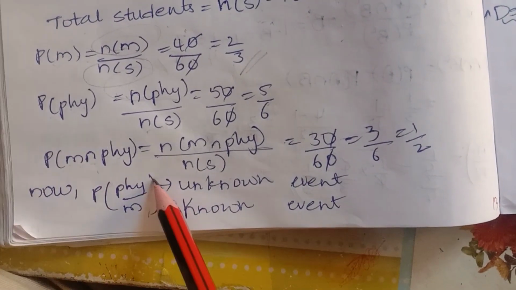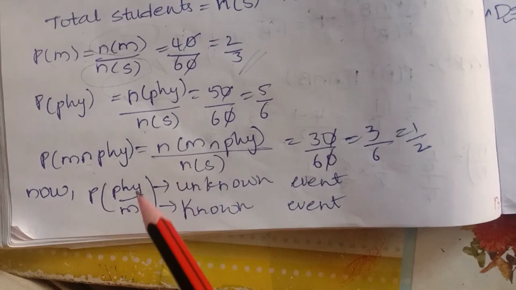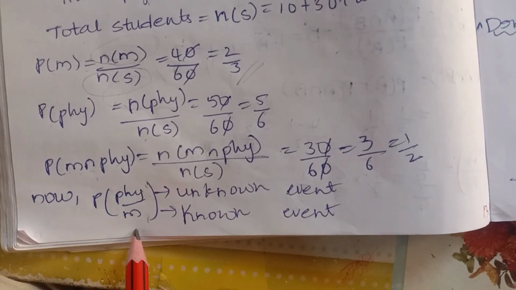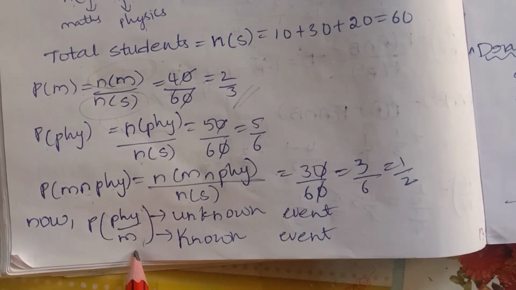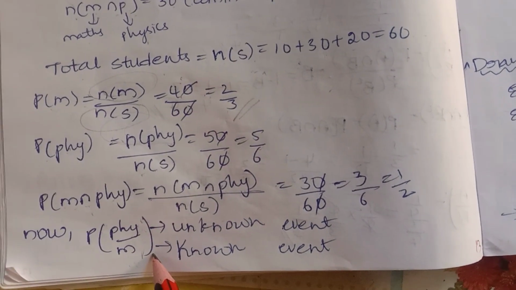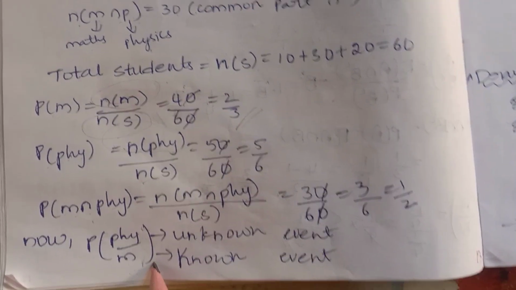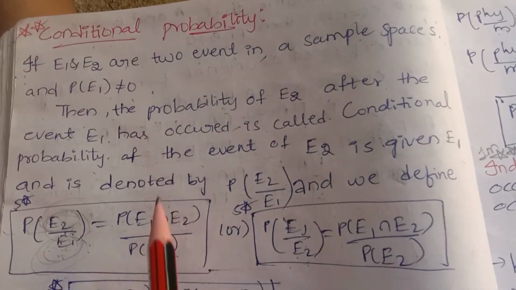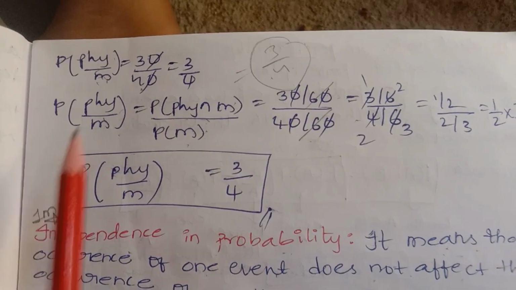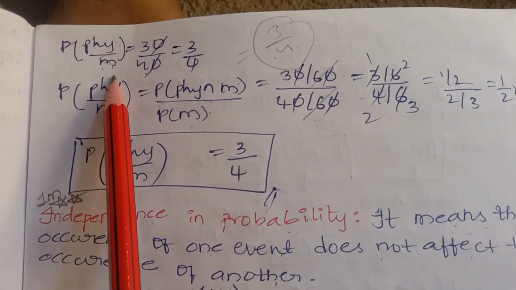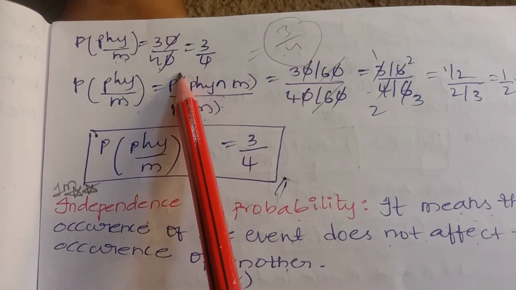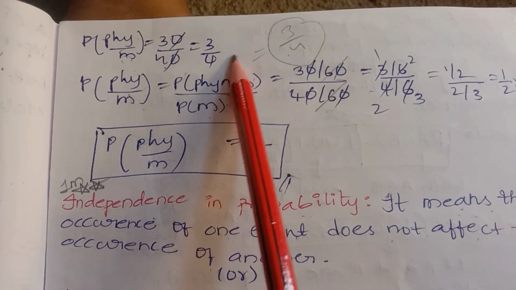Now P of physics by maths. This is the unknown event given the known event. For these cases, we will calculate the problem by using this conditional probability. Probability of physics by maths: taking physics is 30, by maths is 40. Then we will get the solution, 3 by 4.